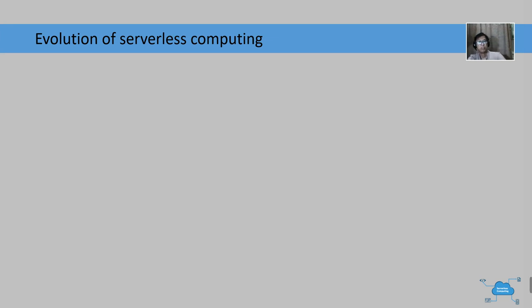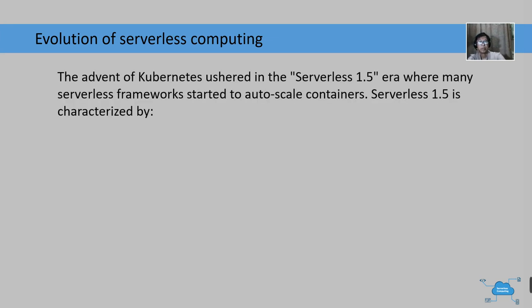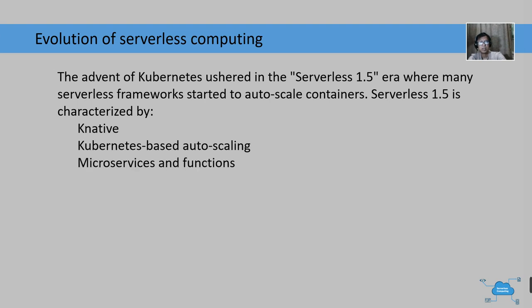Still under evolution of serverless computing. The advent of Kubernetes ushered in the serverless 1.5 era, where many serverless frameworks started to autoscale containers. Serverless 1.5 is characterized by native Kubernetes-based autoscaling, microservices and functions, easy to debug and test locally, polyglot and portable.